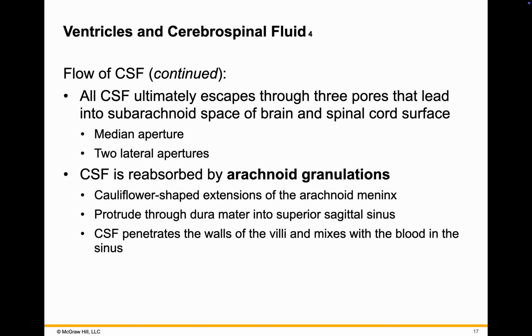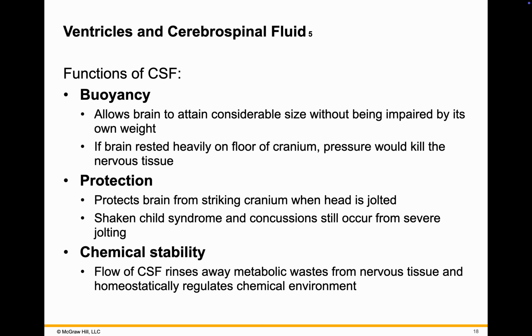All of that cerebrospinal fluid ultimately escapes through 3 pores that lead into the subarachnoid space of the brain and spinal cord, the median aperture and the 2 lateral apertures. It is then reabsorbed by the arachnoid granulations. Those are cauliflower-shaped extensions of the arachnoid meninx. They protrude through the dura mater into the superior sagittal sinus, and that cerebrospinal fluid penetrates the walls of the villi and mixes with the blood in the sinus.